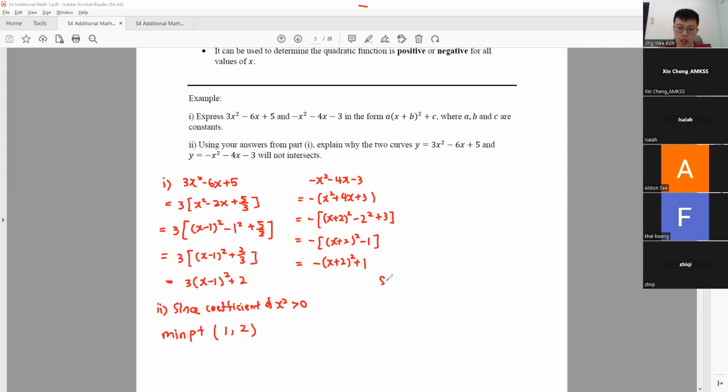For this one, since the coefficient of x squared is less than 0, the maximum point is (-2, 1). Since the maximum point is lower than the minimum point, the 1 is less than the 2. Imagine your minimum point only ends at y equals 2, then this one's maximum can only reach up to 1, so the graph will not intersect.